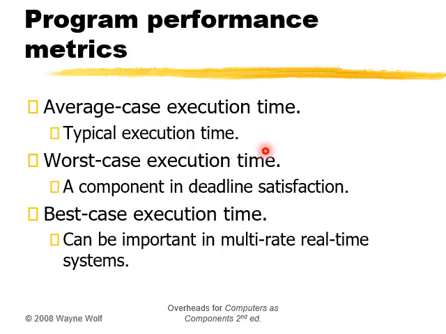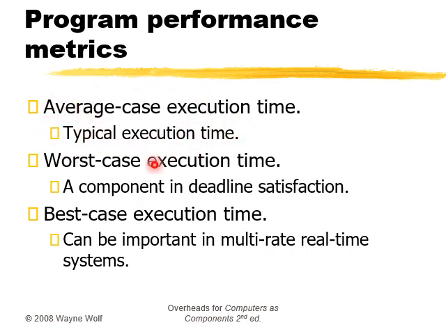So, three different types of performance measures on a program. Number one is average case execution. This is the typical execution time we would expect for typical data. Clearly the first challenge is defining typical inputs. So that's the typical execution time.